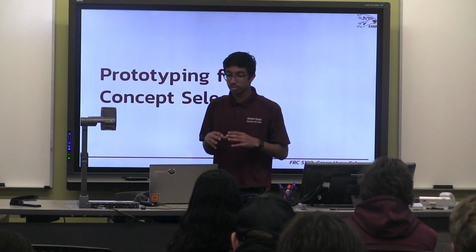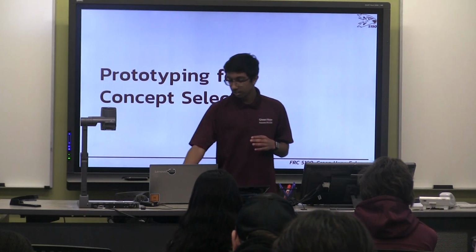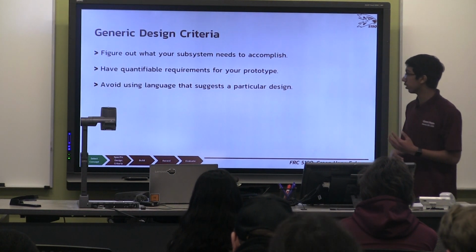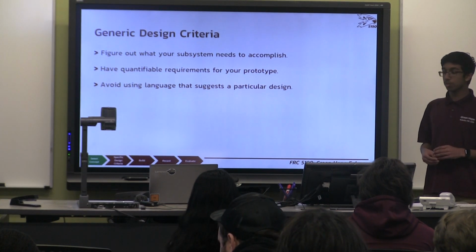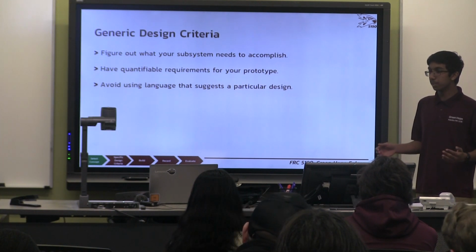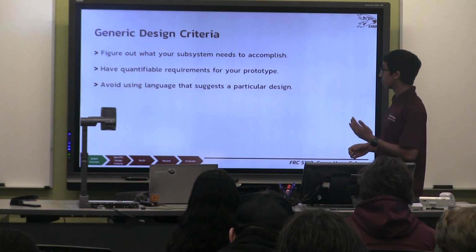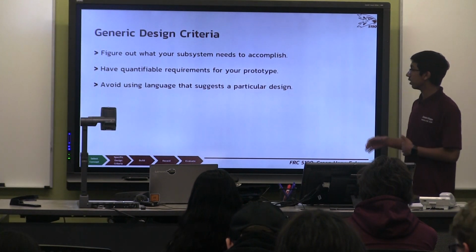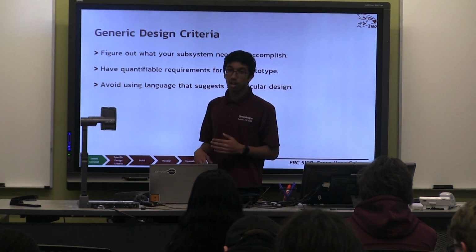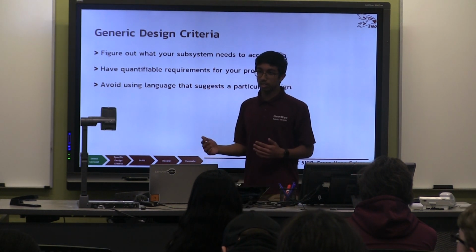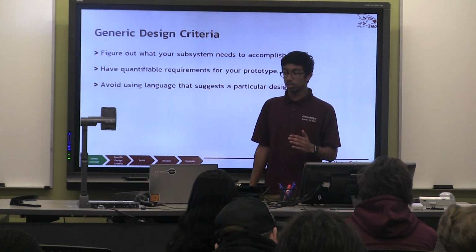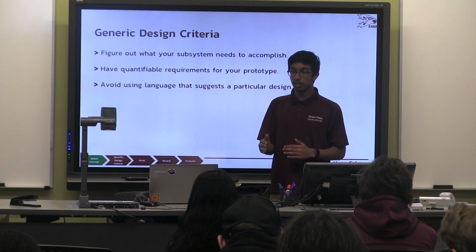And then this is where you want to set your general design criteria. So what is general design criteria? You want to figure out what your subsystem is exactly doing. If my subsystem is responsible for transporting the game piece across the field, your subsystem's goal might be to act as an intake. So that's one part of your subsystem that you want to figure out. And then you want to have quantifiable requirements for your prototype. You want to say, oh, I want to intake my ball at all angles that I approach the ball at. That's a quantifiable requirement. At this stage, you don't need to have numeric requirements like, I want to intake my ball in 0.5 seconds.